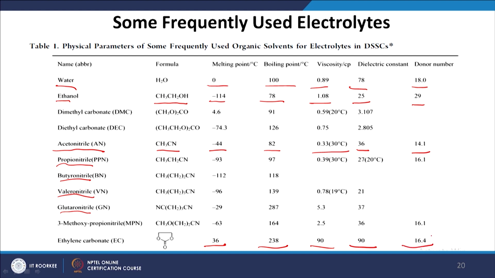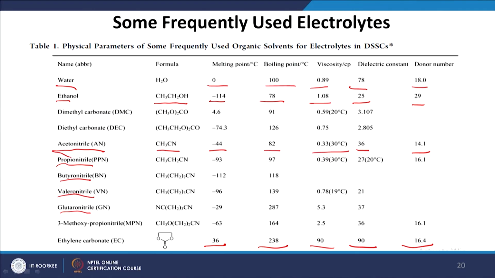So, if we look at this chart, some of them have some properties very good and some of them have some other properties very good. So, if I keep everything as optimum from this table, it looks like acetonitrile plays a role where we have an ideal melting point and ideal boiling point, viscosity is also very low and the dielectric constant is moderate. So, that is why we prefer the acetonitrile as a solvent for dissolving this iodine triiodide electrolyte.